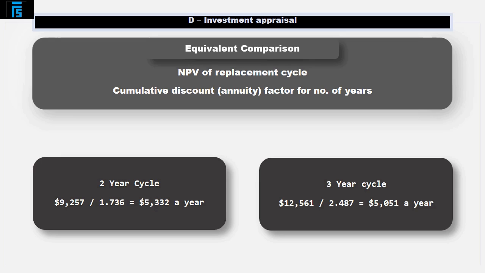I would rather pay $5,051 a year compared to $5,332 a year. In other words, the 3-year replacement cycle is more economical.